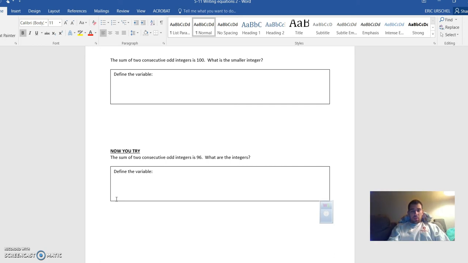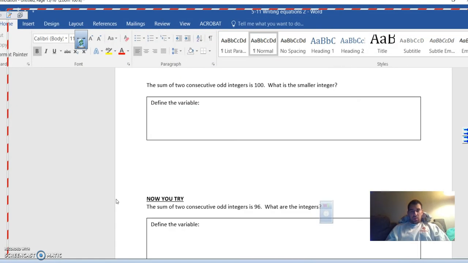Alright guys, so we're working on writing equations to find consecutive integers. In this case, it's going to be another odd integer. So remember, like last time, since it's odd integers, just like even integers, they're going to be 2 apart from each other, right? So like 19 and 21, consecutive odd integers. 21 is 2 more than 19. Consecutive odd integers have to be 2 apart from each other.